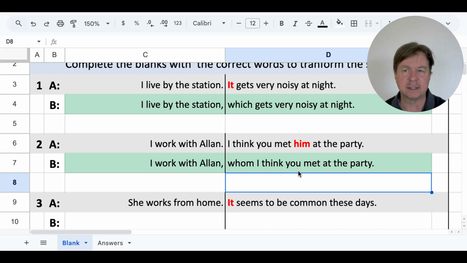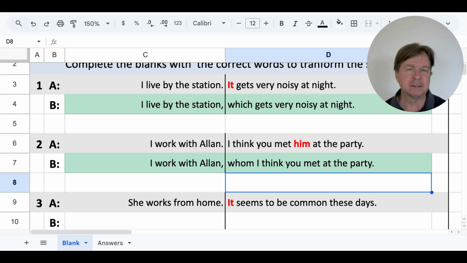Now, in the previous lesson, I said it doesn't matter if you use who or whom. When you're doing a non-defining relative clause, that means it comes after a comma, usually we'll say whom. Sometimes people will still say who, and the person will understand you. If I said, for example, I work with Alan, who I think you met at the party, it's okay. But it's more likely actually a native speaker will say whom in this case.